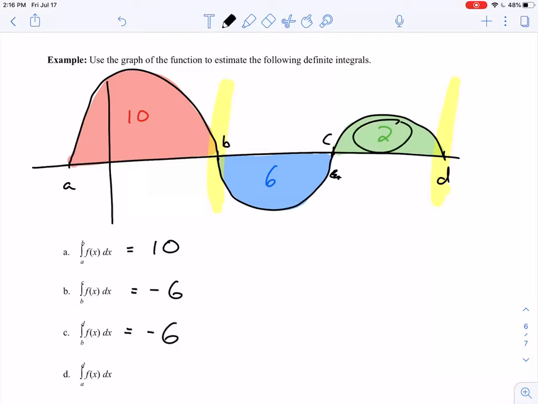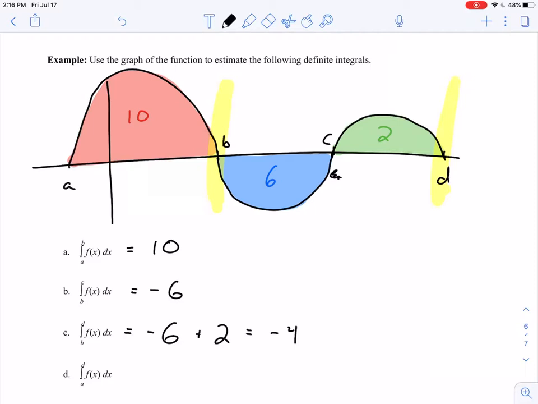But now I also have this green area, this positive 2, that lies above the x-axis, and I sort of just gave it away here that this green area is entirely above the x-axis, which means that this green area will be a positive 2 rather than a negative 2. So I just want to take negative 6 plus 2 here in this case, which just gives me negative 4.